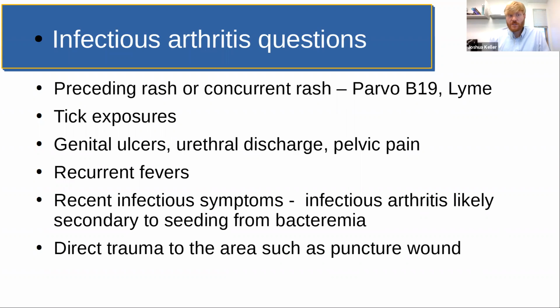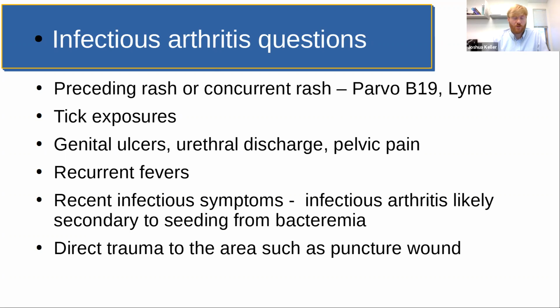And then, if you're concerned about infectious arthritis, there are questions to ask. If there's any preceding or concurrent rash, think about parvovirus, and patients who might work in a daycare; that would be really important to always ask. Mothers who have a lot of children at home, or fathers, anybody who has a lot of children around, that would be important to ask.